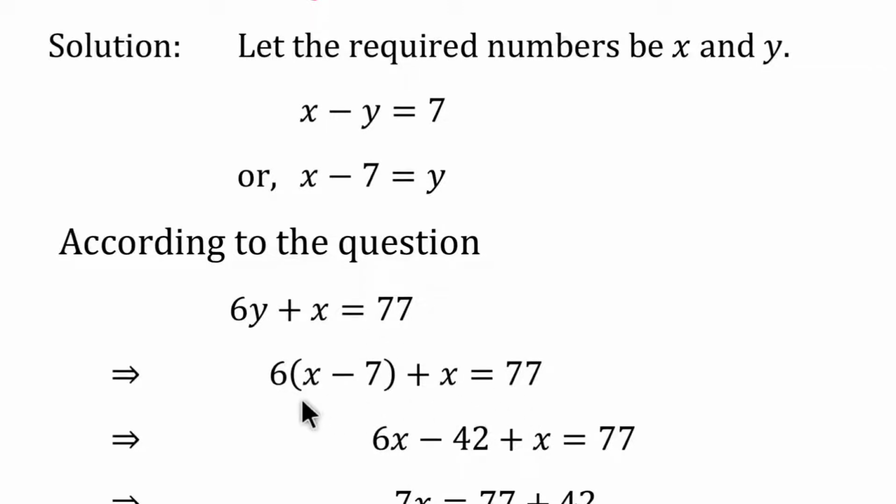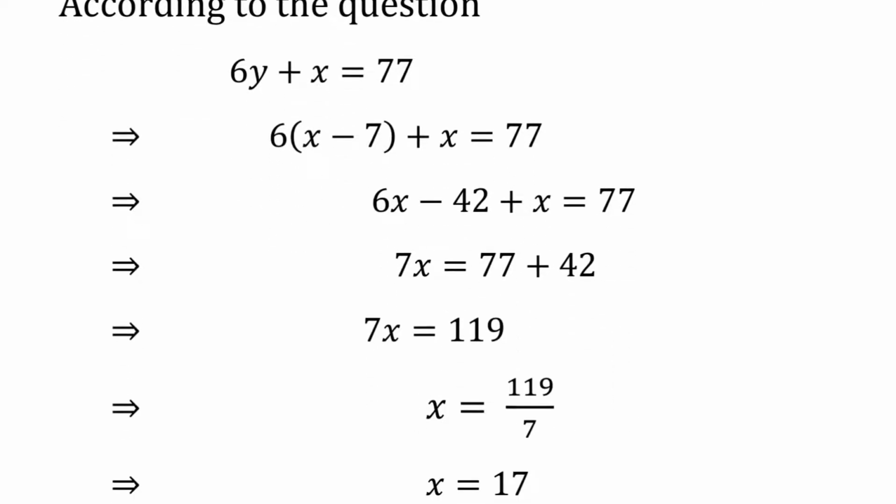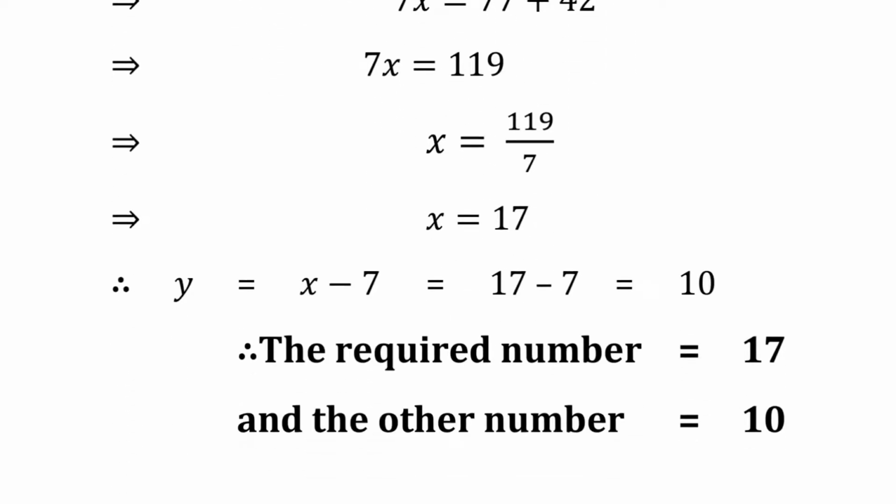Okay, now we need to open the bracket and solve the equation. 6 into x is 6x minus 6 into 7 is 42 plus x is equal to 77. 6x plus x is 7x, and 42 goes over there as plus 42. So 7x is equal to this, after addition you'll get 119. So x is equal to 119 by 7 when it goes down to the denominator. So x is equal to, when you divide 119 by 7, you'll get 17. So x is equal to 17.